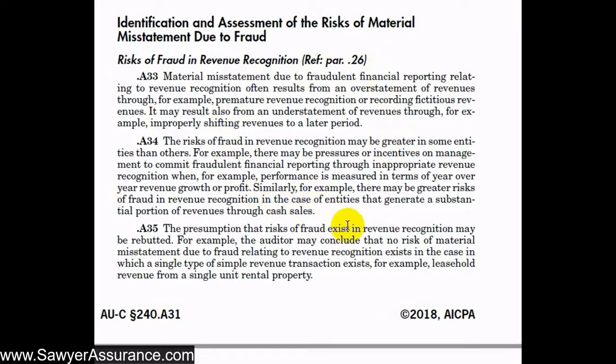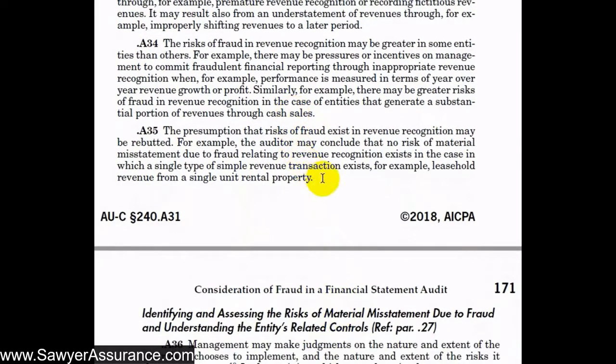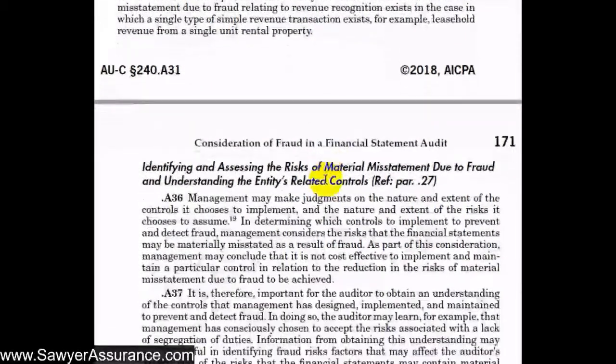However, having said that, we can rebut the risk of fraud in revenue recognition. An example might be a simple revenue transaction at the company, such as leasehold revenue from a single unit of rental property. We would probably be able to estimate about how much revenue they should receive if that unit is fully rented for the whole year. Therefore, it would be difficult for management to misappropriate or alter the financial reporting of that revenue without us seeing something unusual analytically. So that might be a situation where we wouldn't have to consider revenue recognition as a fraud risk, and therefore as a significant risk, as we'll speak about in just a second.